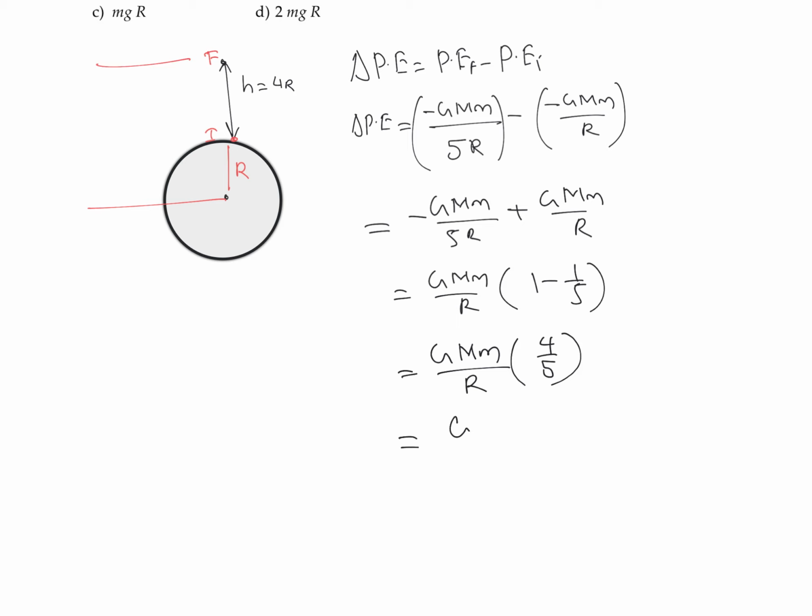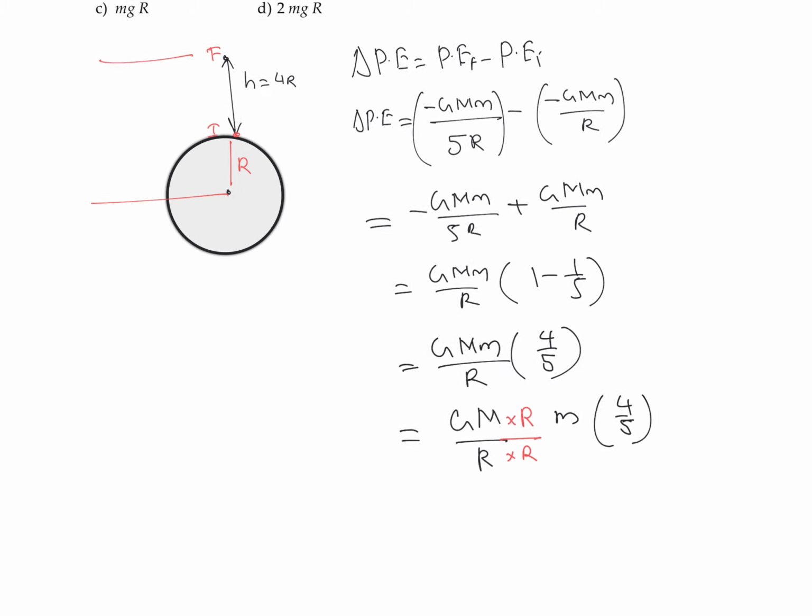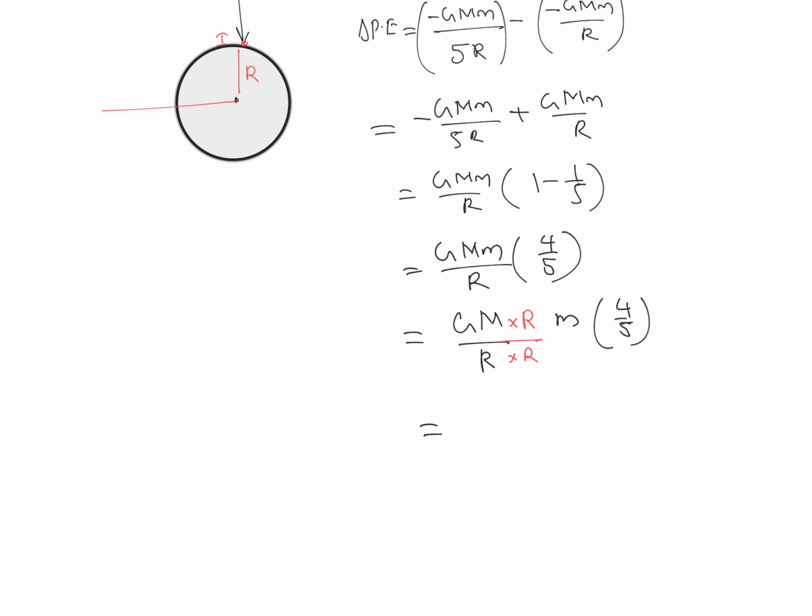But here we need to write this change in potential energy in terms of acceleration due to gravity. So what we'll do is multiply and divide by r. So we'll get, as it is, m into 4 divided by 5, so this is going to be GM by r square into r into m into 4 by 5. This GM by r square is nothing but g, the acceleration due to gravity on the surface. So we can write it as g into r into m into 4 divided by 5.